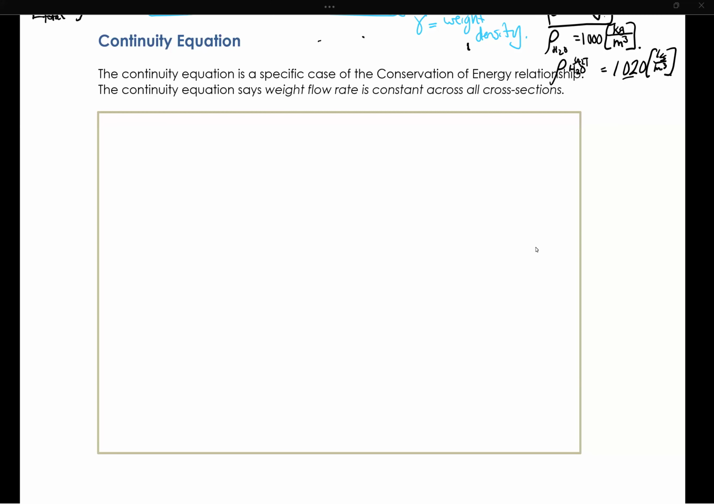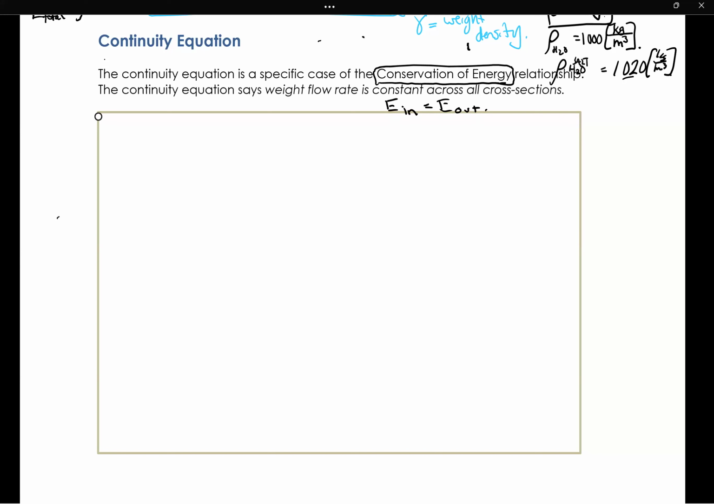So the continuity equation, I don't think it needs its own name. It doesn't have to be called the continuity equation. It is just the conservation of energy. The continuity equation is just a special case of the conservation of energy relationship, where the conservation of energy is E in equals E out, or the change in energy equals nothing, or there's no change, right?